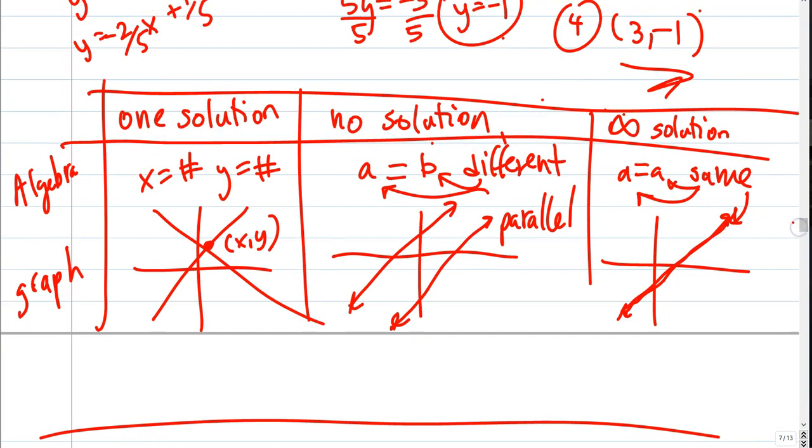We will have 3 options when I'm solving these. Algebraically, so far we've only seen the first thing where we have one solution. We get x equals a number and y equals a number. Graphically, if we graph them, that means they cross at a point.